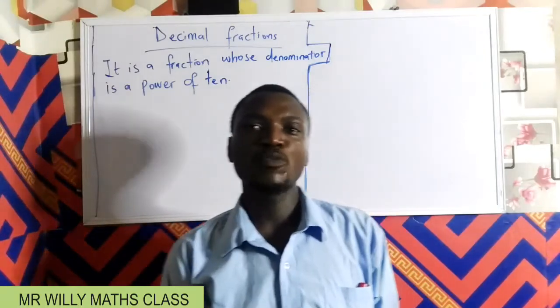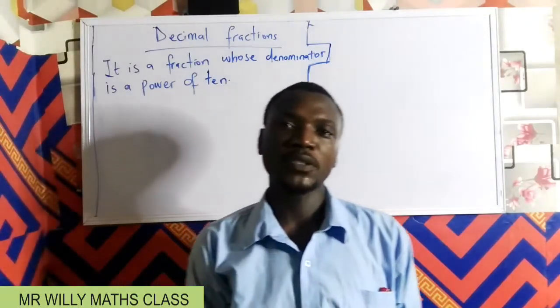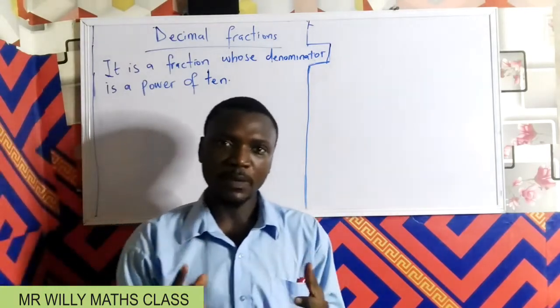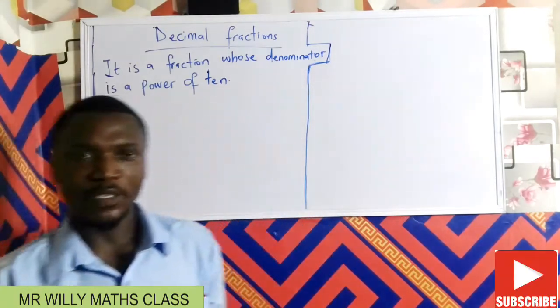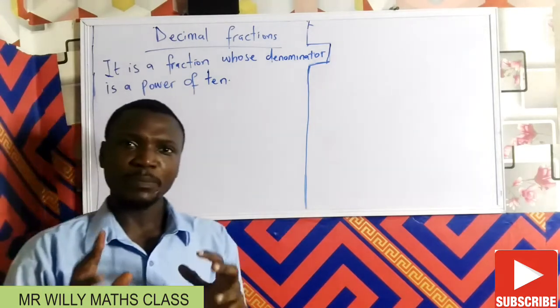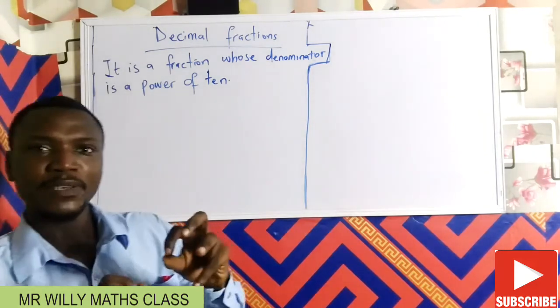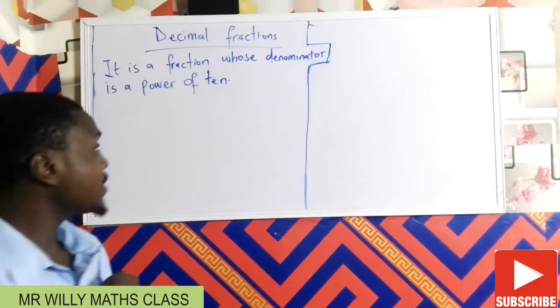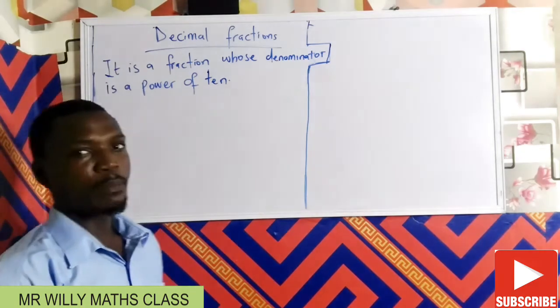In today's class, we'll be dealing with decimal fractions. So we're going to start today's class with the definition of decimal fractions. What is a decimal fraction? A decimal fraction is a fraction whose denominator is a power of 10.